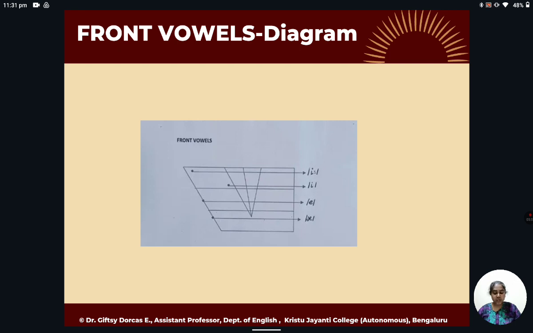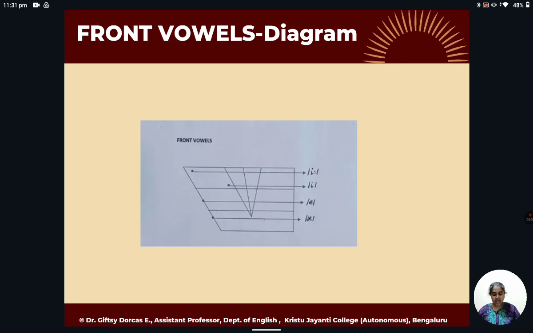Next is the short E sound represented with I. So the short E sound is called a centralized front unrounded vowel just above the half closed position, and it occurs initially, medially and finally in the words it, bit and city.